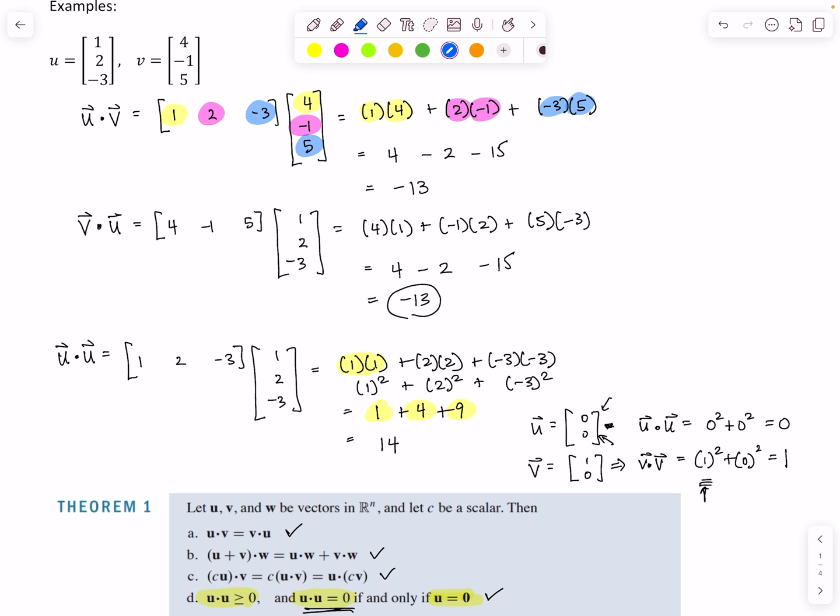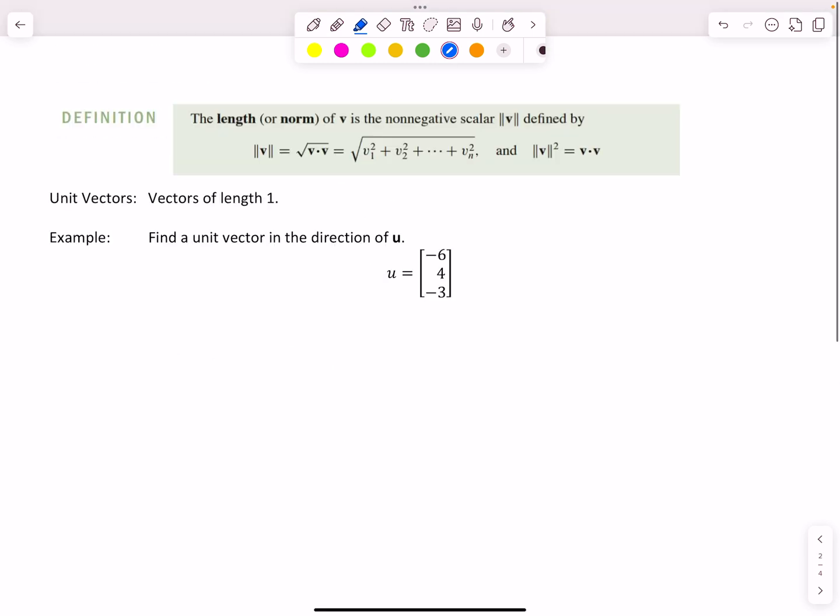So that's one of those things to take into consideration when you're doing these. So now let me talk about length.